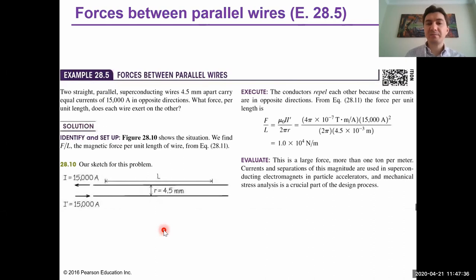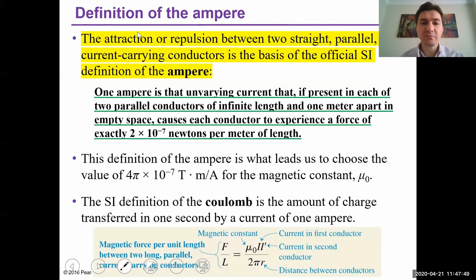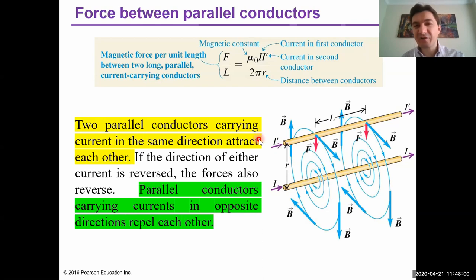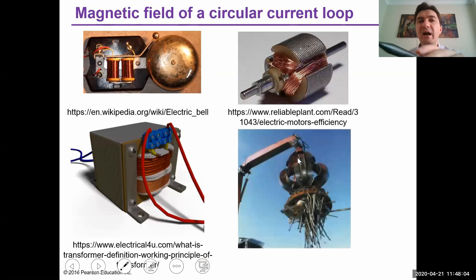Any question here? Okay, then let me continue with the magnetic field of a circular loop. Here, we have a straight conductor carrying a current. But what happens if you have a circular current loop like this? If we have a current in the circular loop, what is the magnetic field produced by a circular current loop?